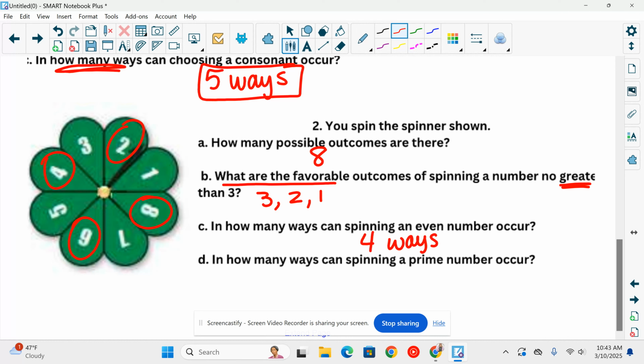Then the next one asks about a prime number. What are prime numbers? They're not necessarily odd. They only have 2 factors, 1 and itself. So I can only multiply by 1 and that number to get that number. That's the only way I can do it. So it has to be more than 1.